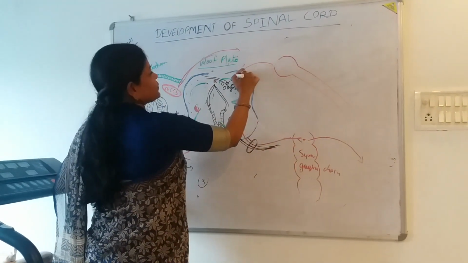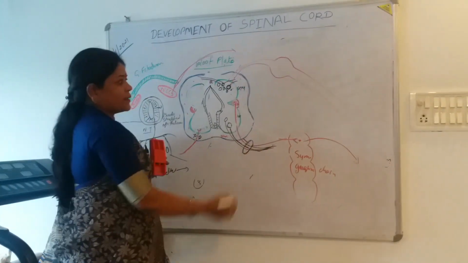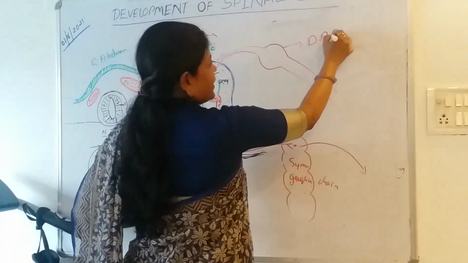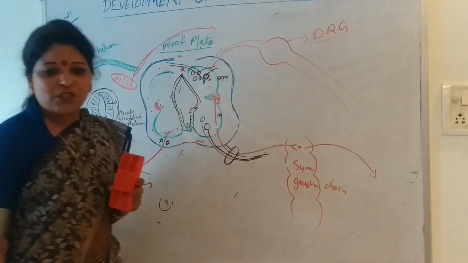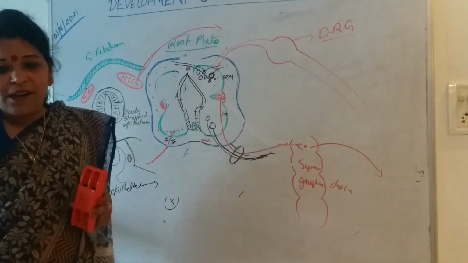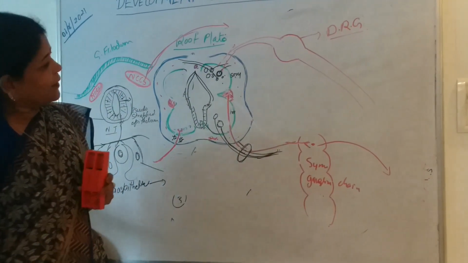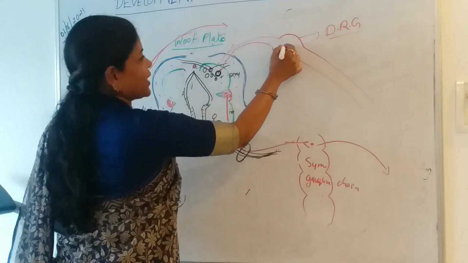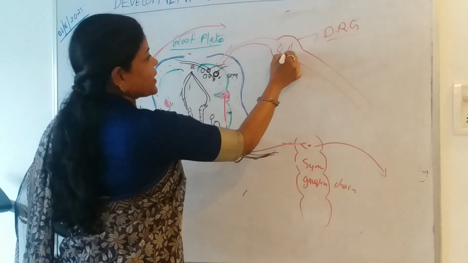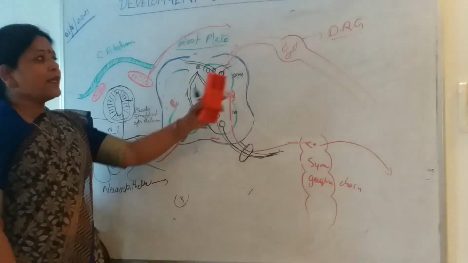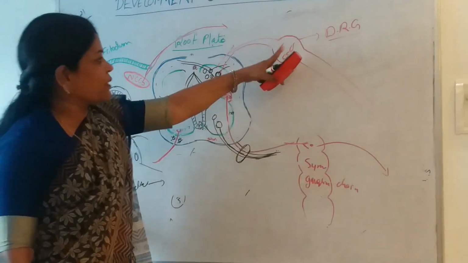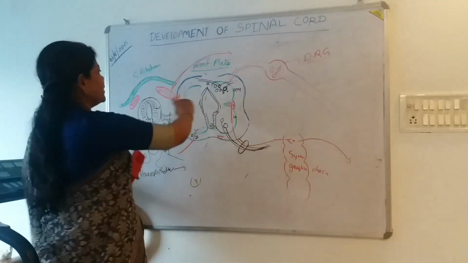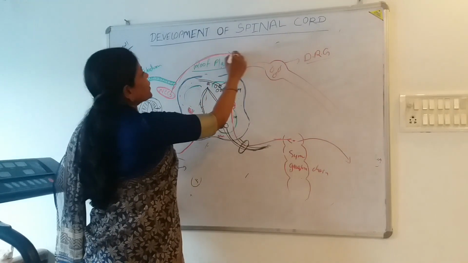Okay. Very good, the dorsal root ganglia. This is the dorsal root ganglia. And it is containing which type of cells? Anyone? Anyone please? Unipolar. Yes, right. Pseudo-unipolar cells are there. And these are the pseudo-unipolar cells. These cells which are present here in the ganglia are derived from the neural crest cells.